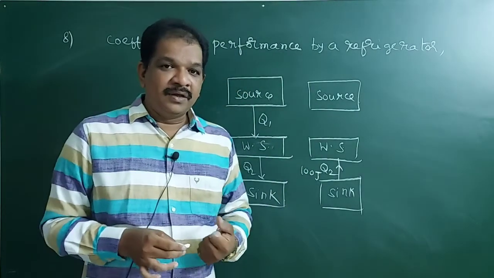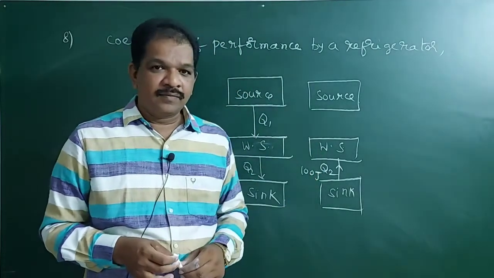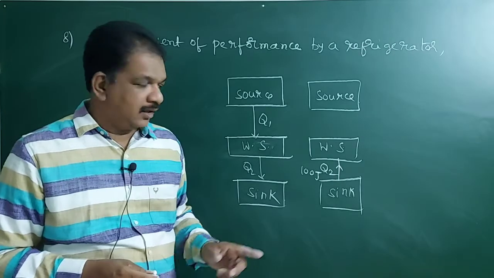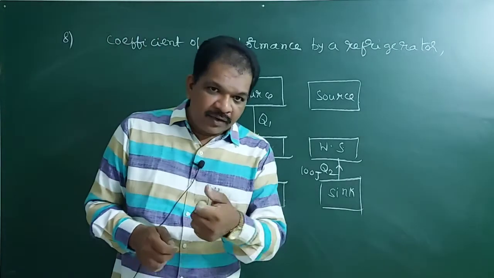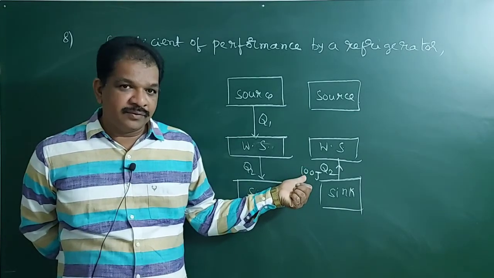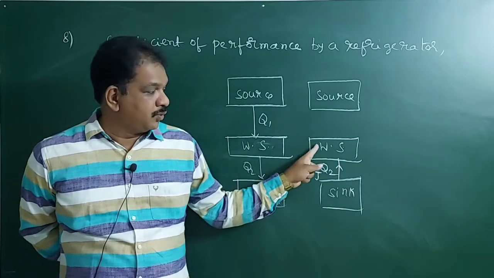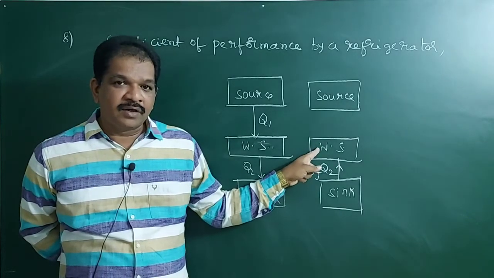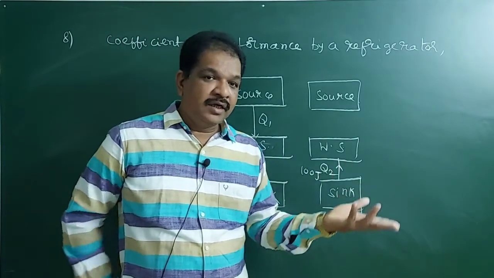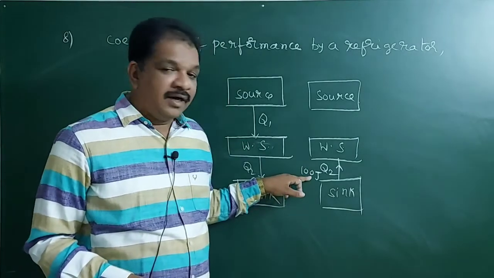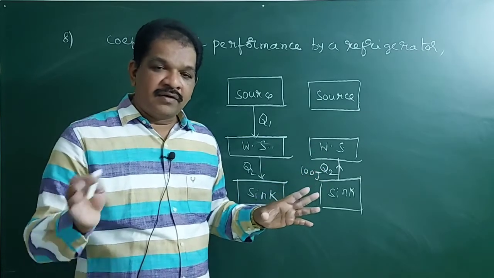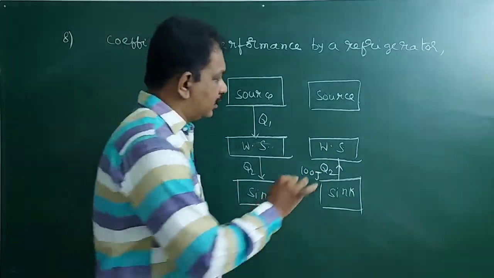For that absorbing, it should do some work. That work will also be converted into heat energy. Is it clear? From the sink, the working substance is absorbing heat. How much heat is absorbed? 100 joules. For absorbing that, it should do some work. It will convert that work also into heat energy. Then the total heat energy: this heat energy is already absorbed, and for absorbing it did some work, which is also converted into heat energy.